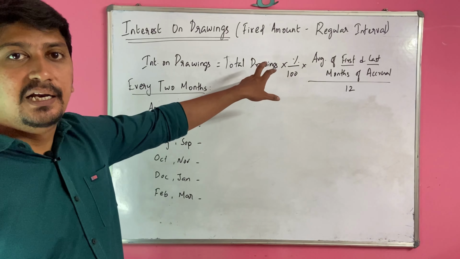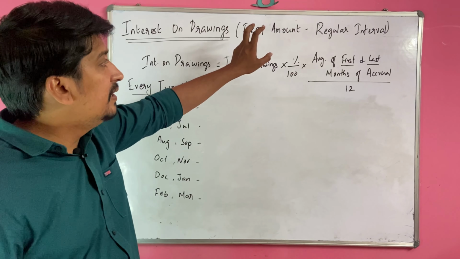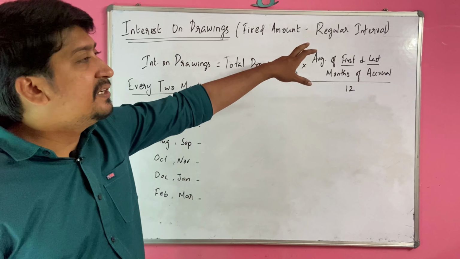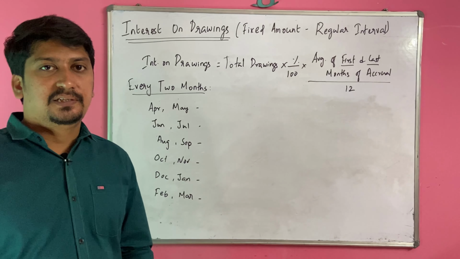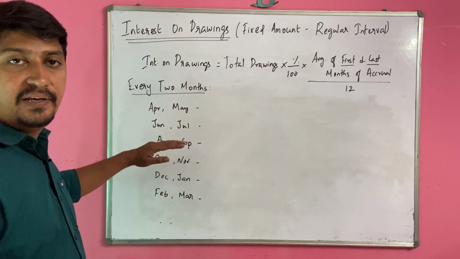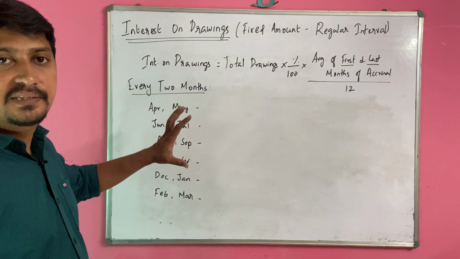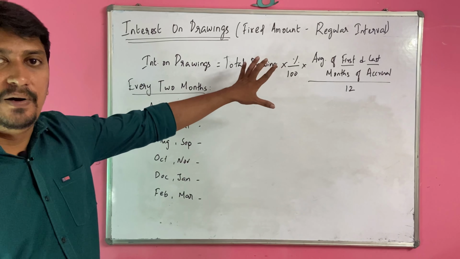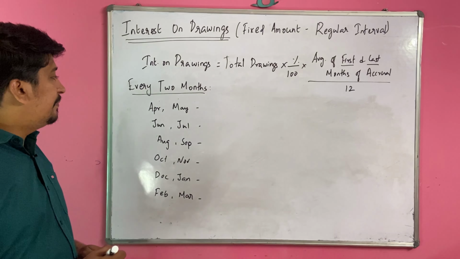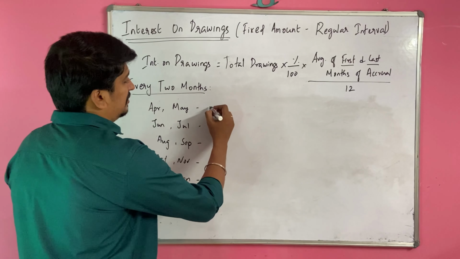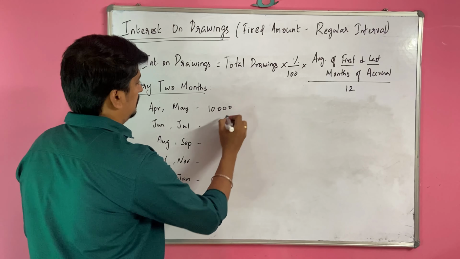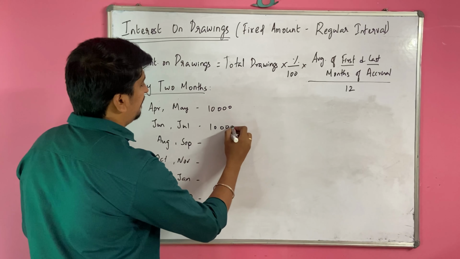So this formula says take an average of first and last if the amount is the same and the interval is also regular. Let me first explain individually, if we calculate, are we getting the same interest when we apply that formula. So let's take an example: a partner draws 10,000 rupees in the beginning of every 2 months.